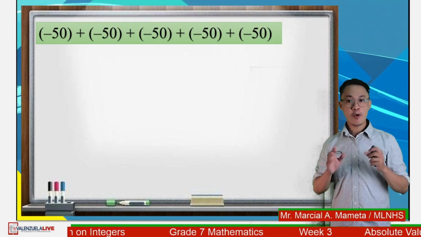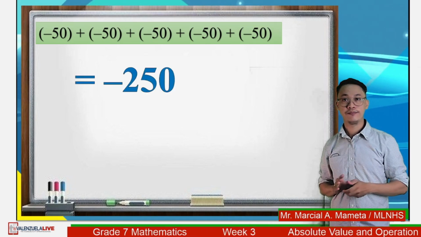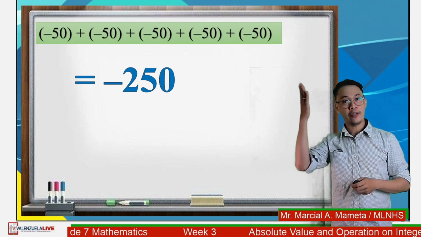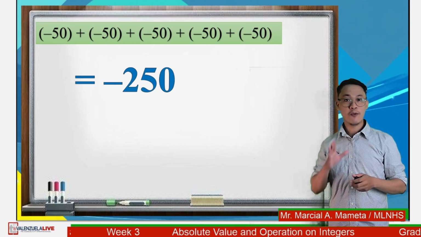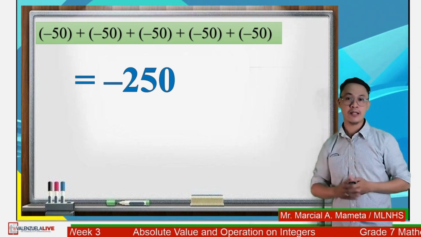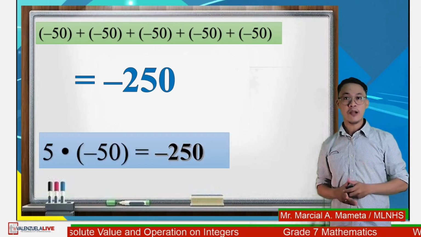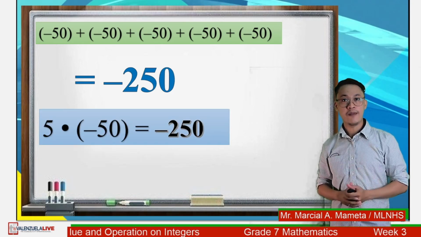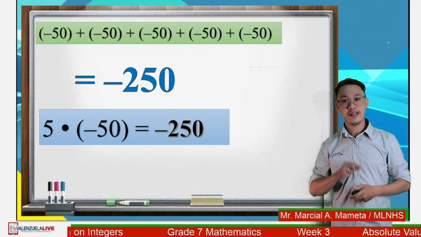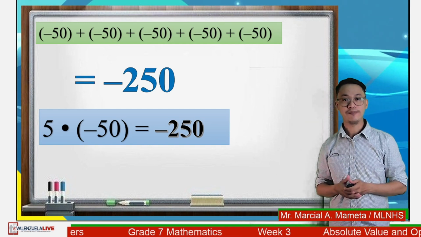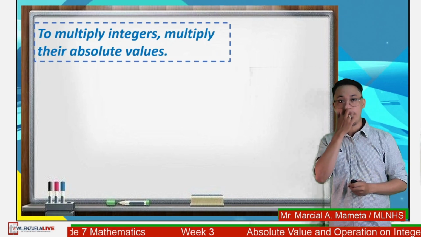Remember that multiplication is repeated addition. So again, the result for this one is negative 250. Since multiplication is repeated addition, this equation is similar to 5 times negative 50, which is also the same result, negative 250. Here are the rules in multiplication of integers.